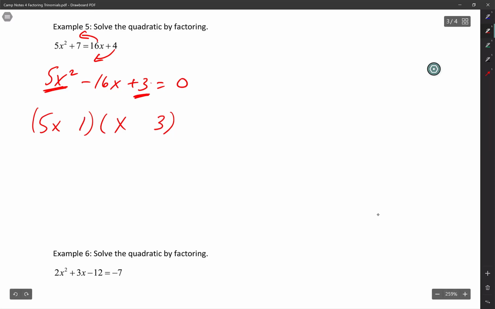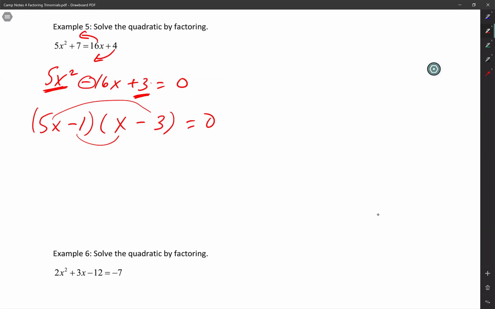How do you know how to put it there? Because 5x times 3 is 15. 1 times x is 1. And 15 and 1, if I add them, is 16. They both have to be negative because I need to add up to a negative 16x. So there it is. Now I've got to solve it.